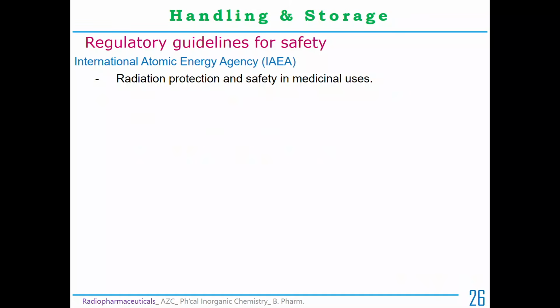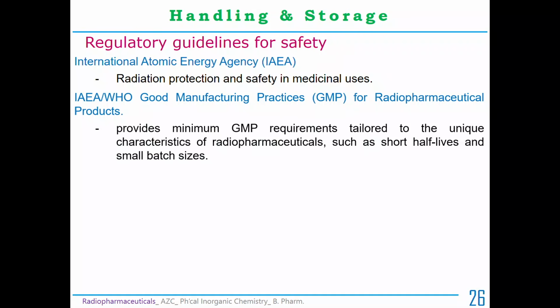Regulatory guidelines for safety. International Atomic Energy Agency: radiation protection and safety in medicinal uses. IAEA, WHO: good manufacturing practices for radiopharmaceutical products. Provides minimum GMP requirements tailored to the unique characteristics of radiopharmaceuticals, such as short half-lives and small batch sizes.